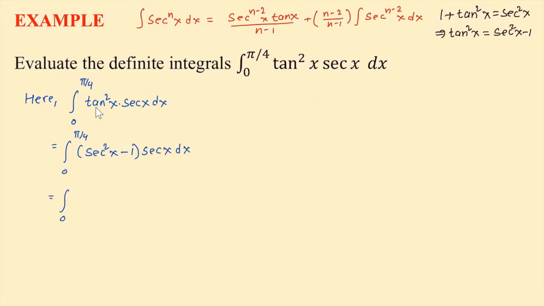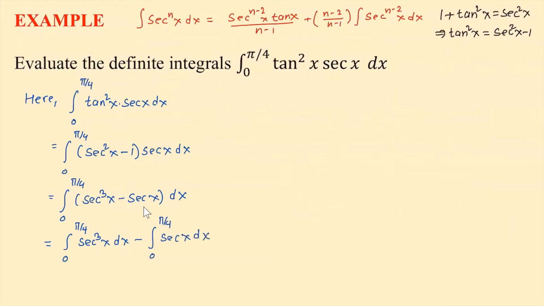which will be equal to 0 through pi over 4. If I distribute this, secant x times secant squared x will be secant cubed x, then minus secant x multiplied to 1 is secant x dx. Now I can split this into two different integrals. The first one will be 0 through pi over 4 secant cube x dx, minus the second integral, 0 through pi over 4 of secant x dx.